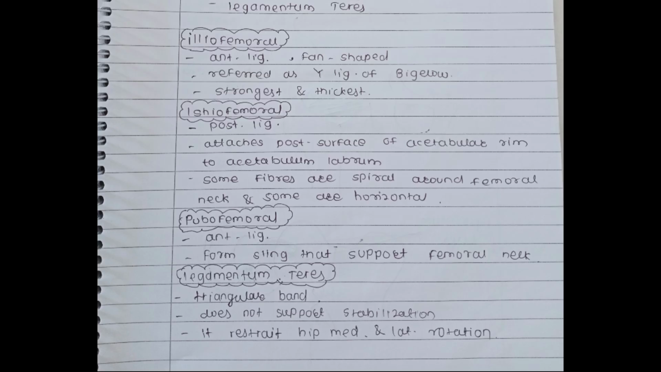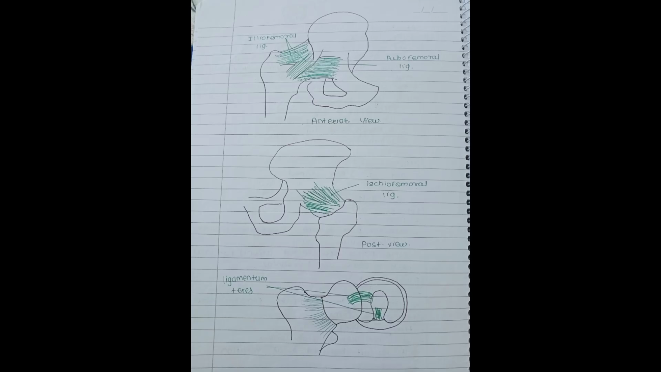The iliofemoral ligament is the strongest and thickest ligament. It is placed anteriorly. The ischiofemoral ligament comes posteriorly, which attaches to the posterior surface of the acetabular rim. Third is the pubofemoral ligament. It also comes anteriorly and is a sling that supports the femoral neck. The ligamentum teres is a triangular band and does not contribute to stabilization. And here are the diagrams of the ligaments.